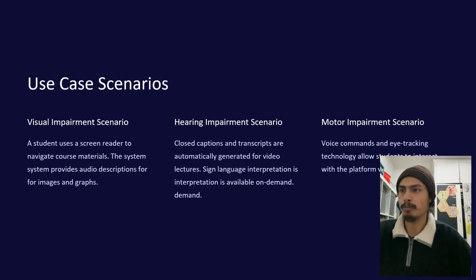Hearing impairment scenario: closed captions and an auto-generated transcript are generated for the video lecture, and sign language interpretation is available on demand. Motor impairment scenario: voice command and eye tracking technology are used to interact with the platform without using their hands.